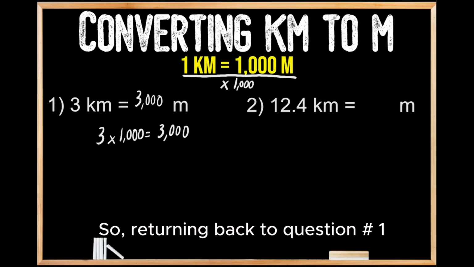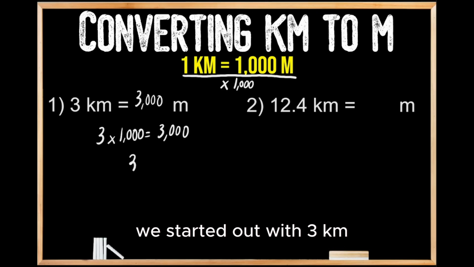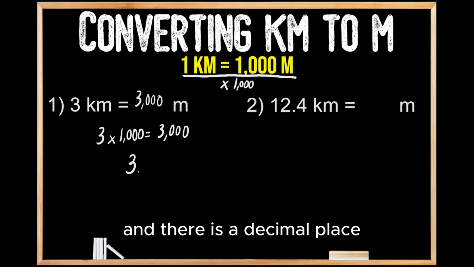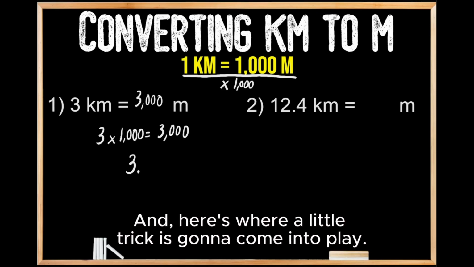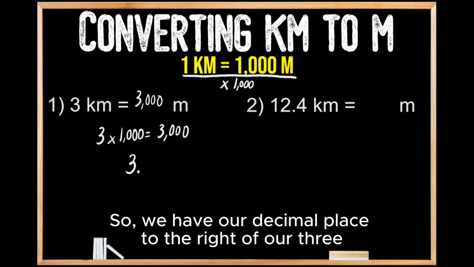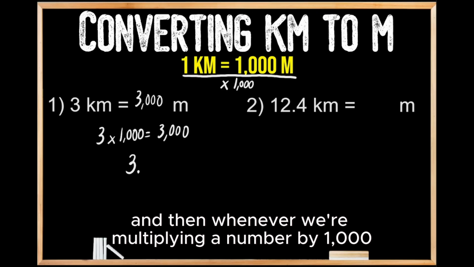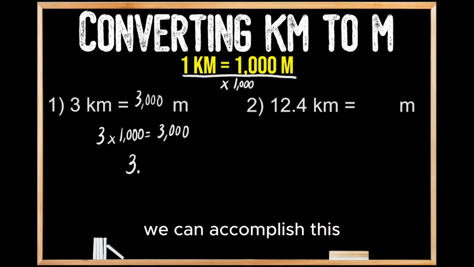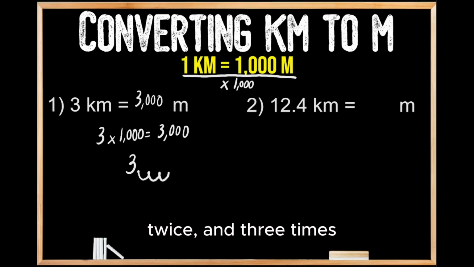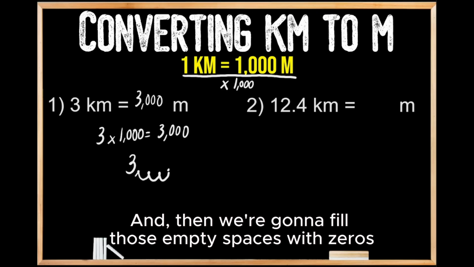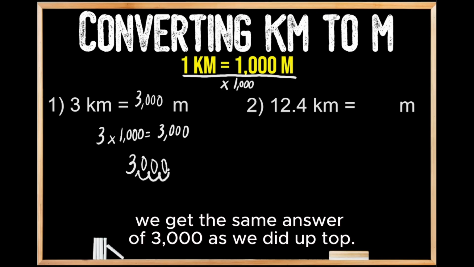So returning back to question number 1, we started out with 3 kilometers. So we're going to write our 3, and there is a decimal place to the right of this whole number. We typically just don't write it. And here's where our little trick is going to come into play. So we have our decimal place to the right of our 3, and then whenever we're multiplying a number by 1,000, we can accomplish this by simply shifting our decimal place once, twice, and 3 times to the right. And then we're going to fill those empty spaces with zeros. And then as we can see here, we get the same answer of 3,000 as we did up top.